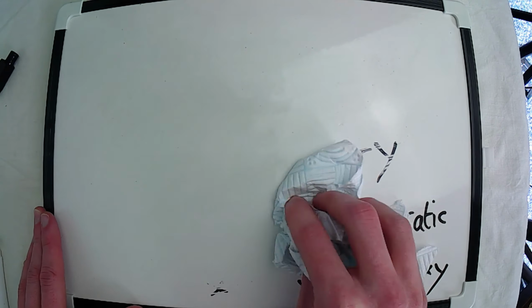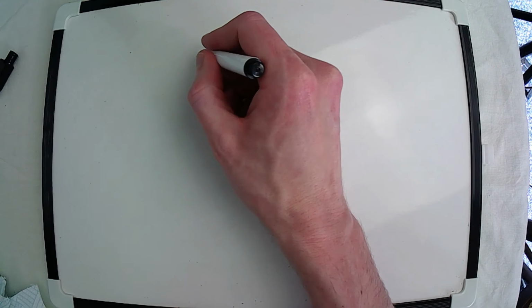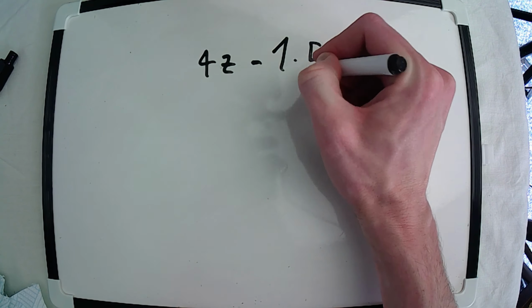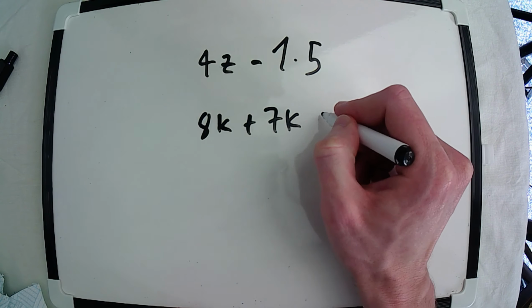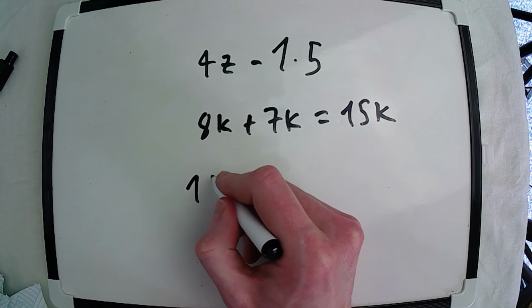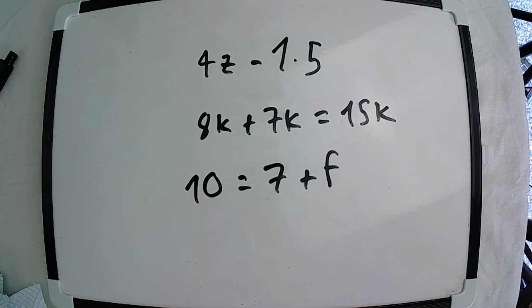Okay, next let's think about what an equation actually is. And this applies for any type of equation. We're going to look at these 3 things in algebra, discuss what they're called, and discuss how they are different. 4z subtract 1.5, 8k plus 7k equals 15k, and 10 equals 7 plus f. So how are these three things different?